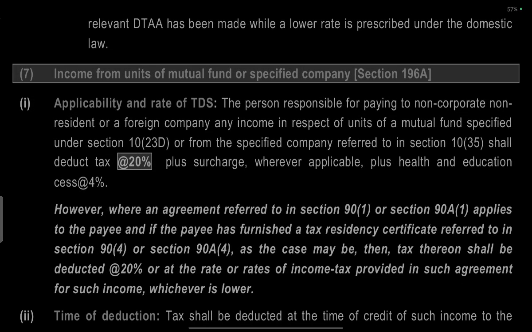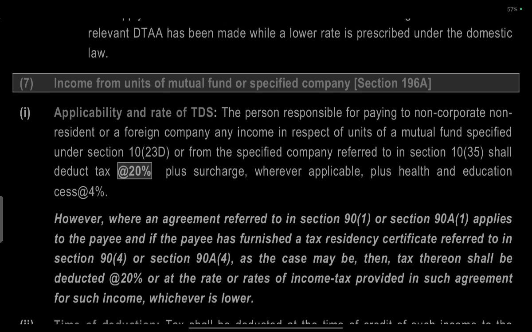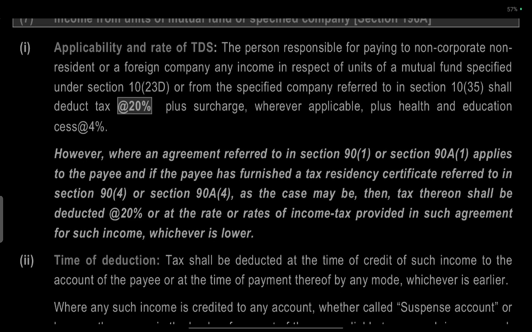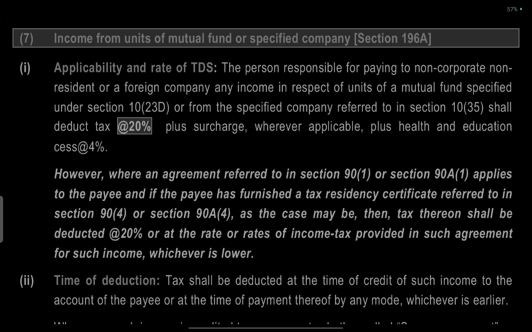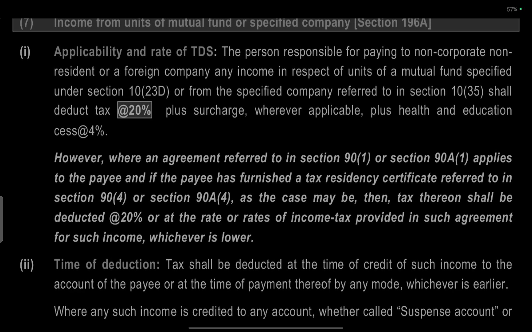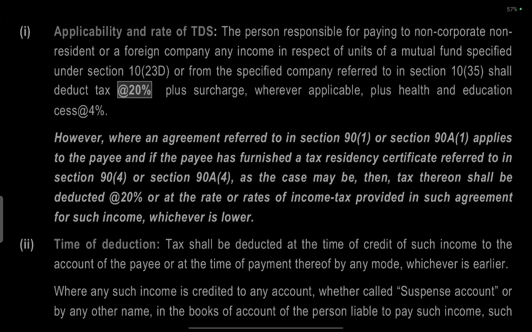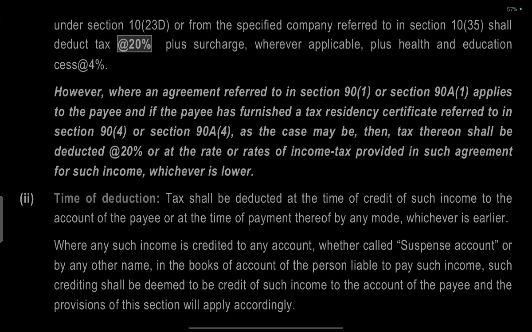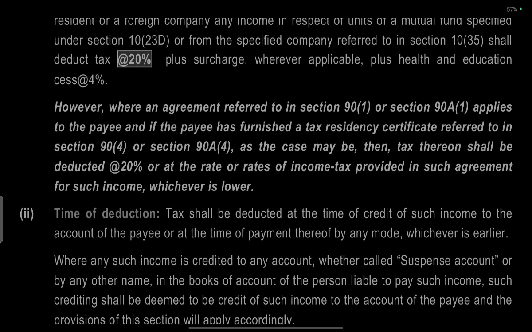Income from the units of mutual funds of a specified company, section 196A. The person responsible for paying a non-corporate resident or a foreign company income in respect of the units of the mutual fund specified in section 10(23D) shall deduct tax at 20% plus such surcharge, plus the health and education cess of 4%.